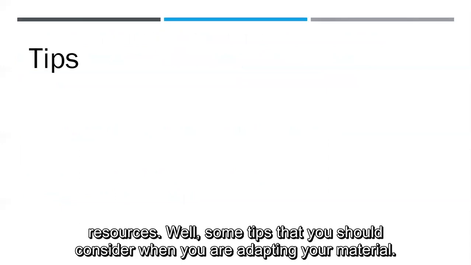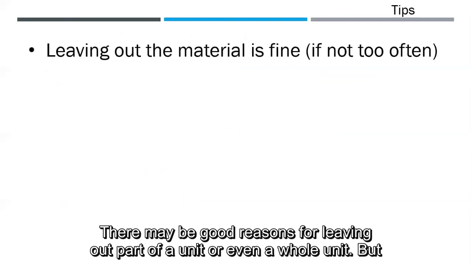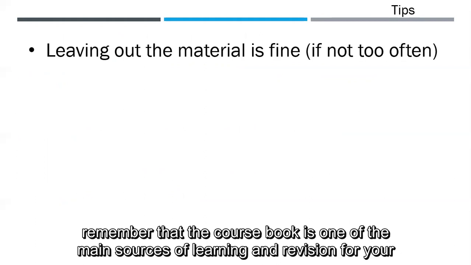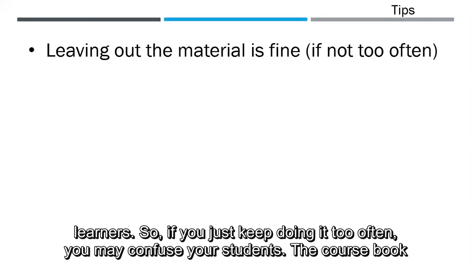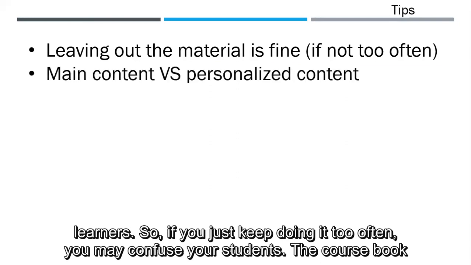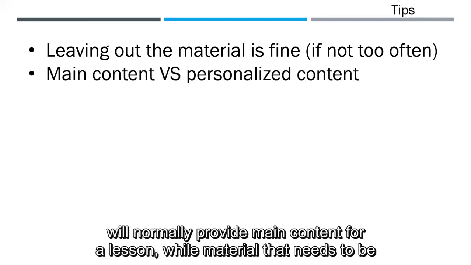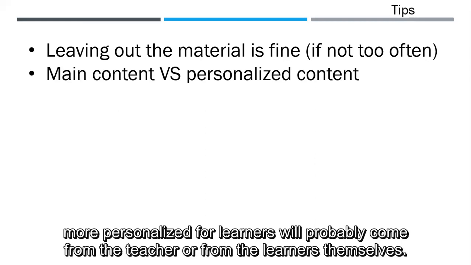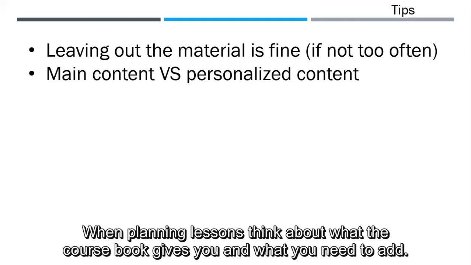some tips that you should consider when you are adapting your material, right? There may be good reasons for leaving out part of a unit or even a whole unit, but remember that the course book is one of the main sources of learning and revision for your learners. So if you just keep doing it too often, you may confuse your students. The course book will normally provide a main content for a lesson, while material that needs to be more personalized for learners will probably come from the teacher or from the learners themselves. So when planning lessons, think about what the course book gives you and what you need to add.